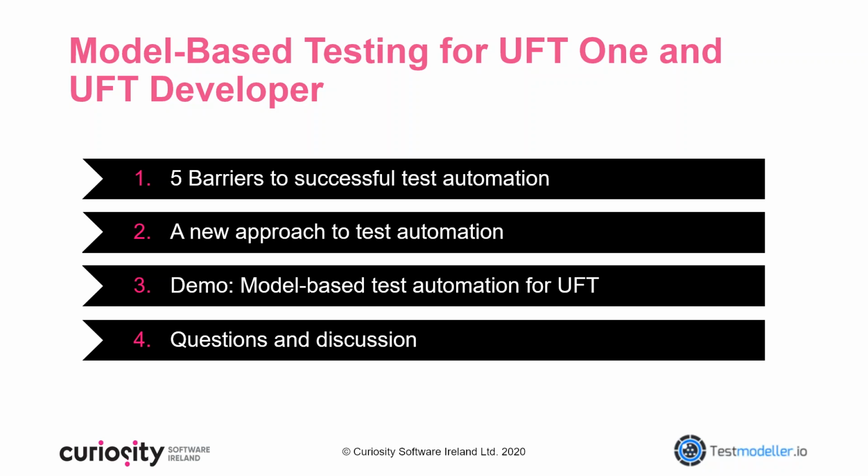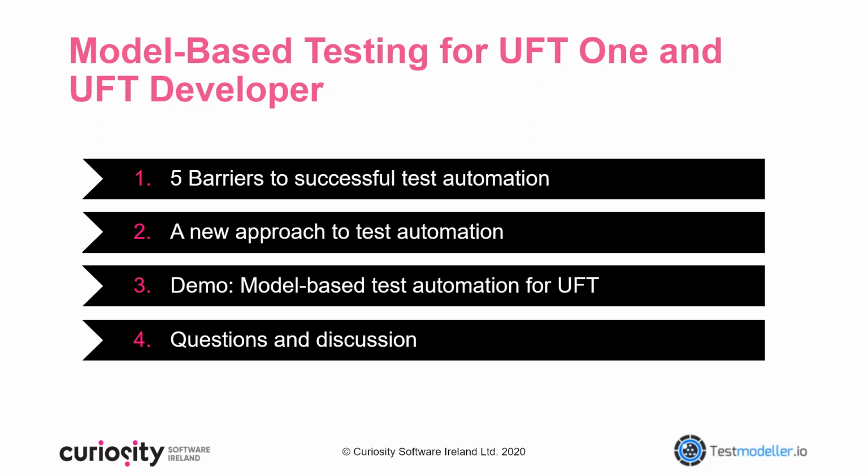So just before we get started, a bit of an agenda of what we're going to go through today. Firstly, we're going to give a bit of an introduction into what we're seeing in the industry in terms of barriers to successful test automation, and where we're really seeing a lot of companies struggle with actually implementing test automation. We're then going to give a bit of background into our new approach to how we're addressing some of these challenges in the test automation landscape using model-based testing. This webinar is going to be quite hands-on, so we're going to spend quite a lot of time getting into some real-world demos.